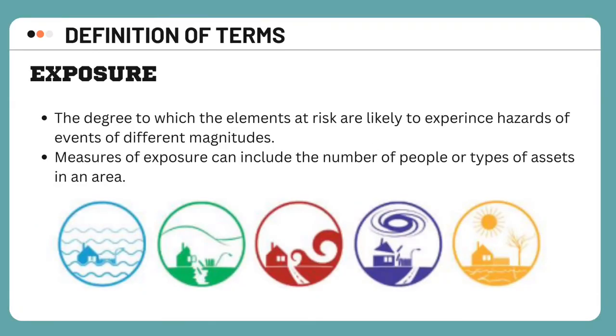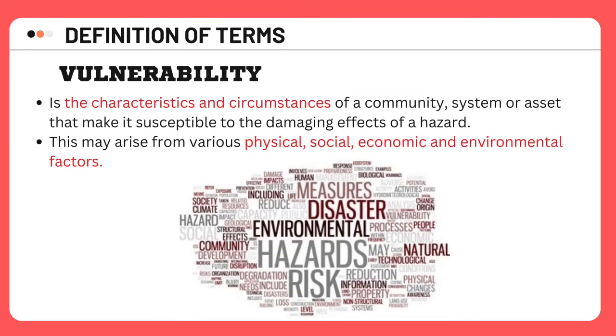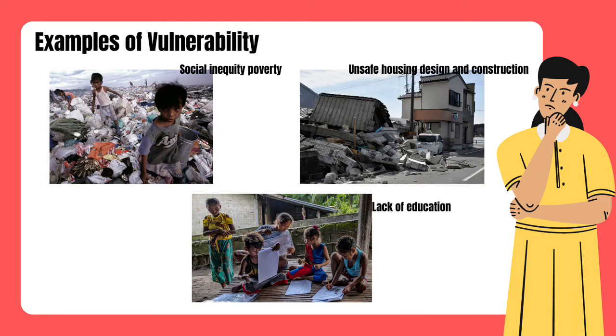Next is the exposure, the degree to which the elements at risk are likely to experience hazard events of different magnitudes. Measures of exposure can include the number of people or types of assets in an area. Vulnerability is the characteristic and circumstances of a community, system, or asset that make it susceptible to the damaging effects of a hazard. This may arise from various physical, social, economic, and environmental factors. Here are the examples: social inequality, poverty, unsafe housing design and construction, lack of education.